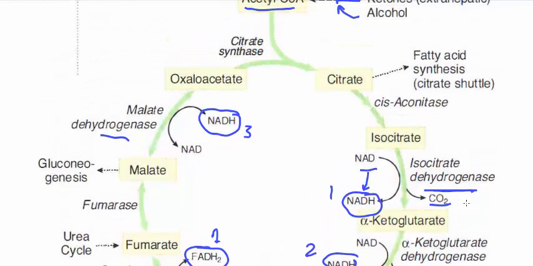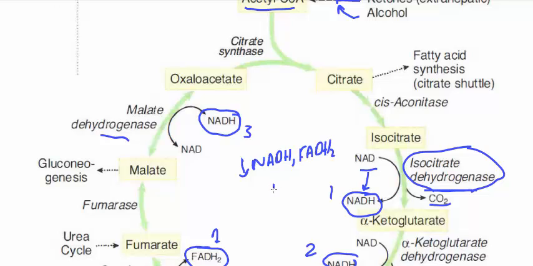So the rate limiting step for this pathway is isocitrate dehydrogenase. If isocitrate dehydrogenase is active, is fast, the cycle will be fast, and if it is slow, the cycle will be slow. So let's see which things make it fast. If there is less NADH in the cell, less FADH2 in the cell, and less ATP in the cell, isocitrate dehydrogenase will be fast. And if there is more AMP in the cell, the isocitrate dehydrogenase will be fast.